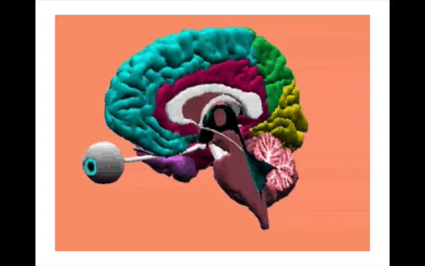This is what we call a medial view, with the left half of the brain cut away so that you can see the central section.